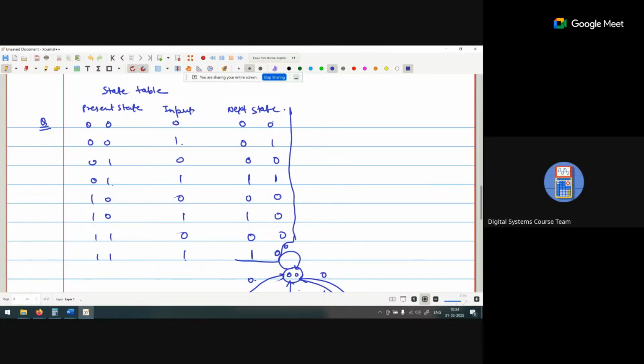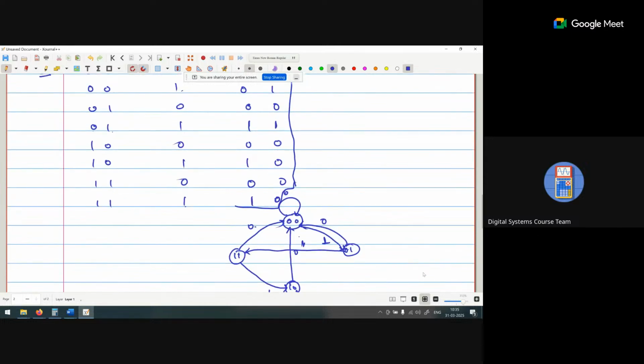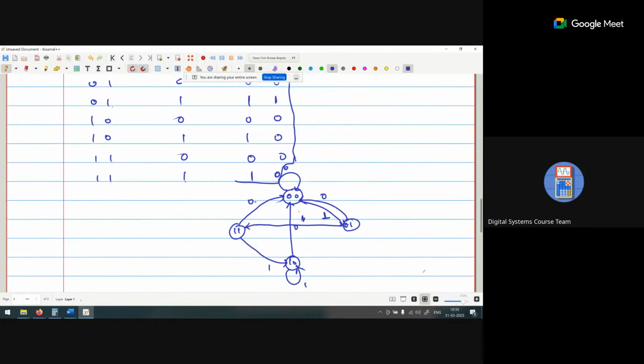Clear? Now with respect to this, the output is also defined. If you see in the state transition matrix, this is 0 oblique something, 0 or 1. So this is the input and this is the output part.